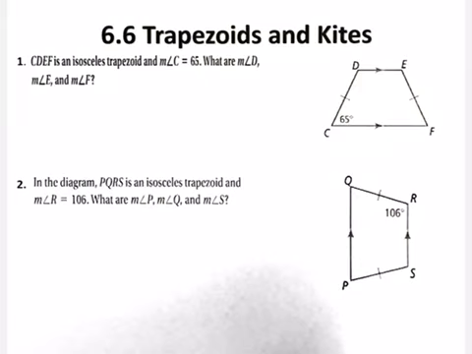CDEF is an isosceles trapezoid, and angle C has a measure of 65. What are the measures of angles D, E, and F? Well, right off the bat, they told us it's isosceles, so we know that these segments are equal here. But what we know more importantly is that we're going to have congruent base angles. So this angle at 65 here should be congruent to this angle here. So right off the bat, we know that the measure of angle F is 65.